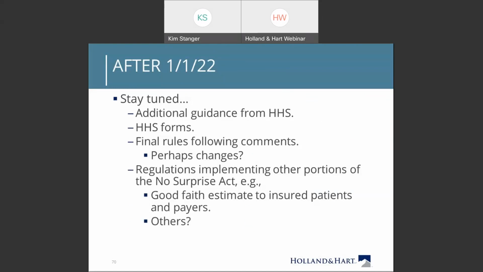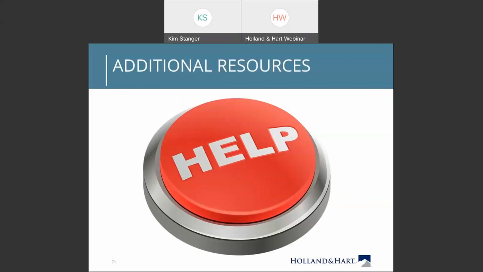Watch for additional regulations to implement other portions of the No Surprises Act. Right now, we're only required to get that good faith estimate to self-pay patients, but the Act actually requires a similar good faith estimate to insured patients, but the government has postponed that. We don't have regulations on that right now, but that may come down the pipe.